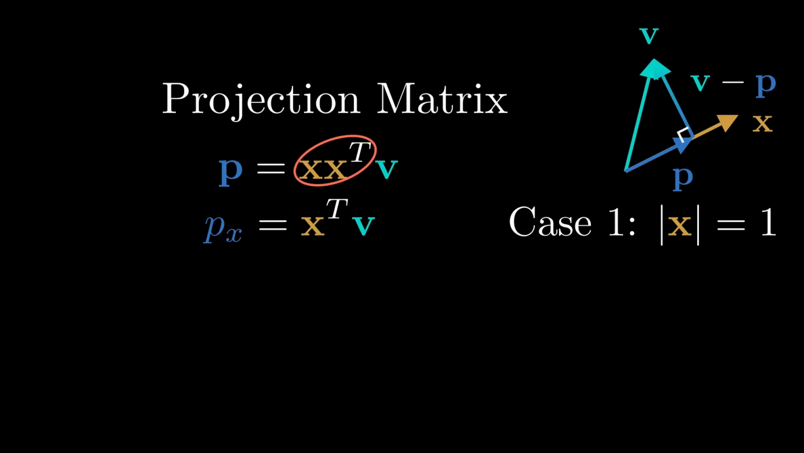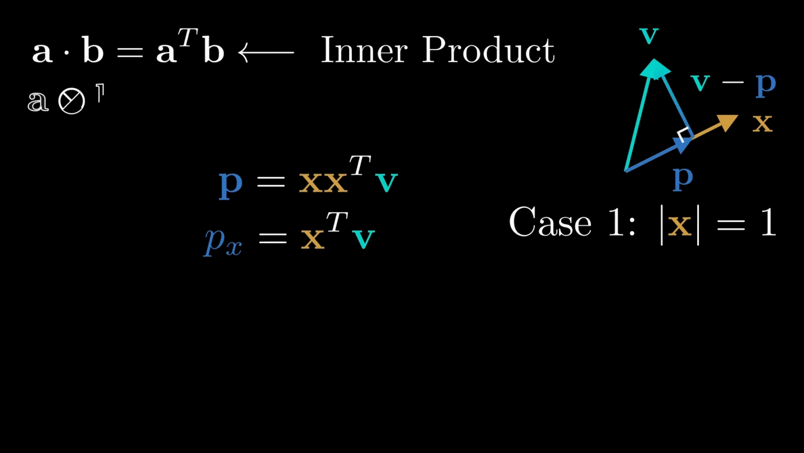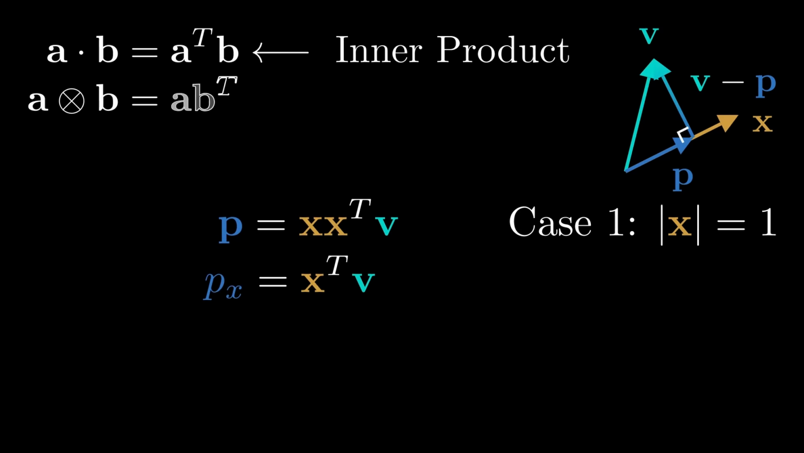A projection matrix is a matrix that you can multiply a vector by to get the projection of that vector. In this case, if we want to project some vector v, we can multiply it by the matrix given by x x transpose. If the dot product is sometimes called the inner product, this form is sometimes called the outer product. The result is a rank 1 matrix that, if you multiply it by v, gives you the projection of v along x.